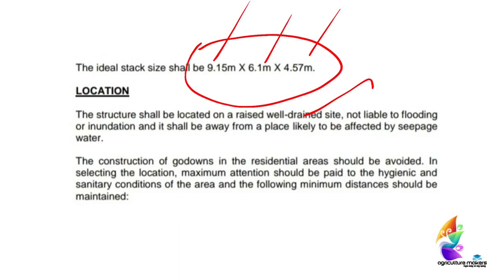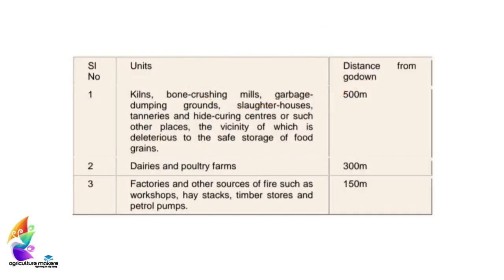The construction of godowns in residential areas should be avoided. In selecting the location, maximum attention should be paid to the hygiene and sanitary conditions of the area, and the following distances should be maintained.